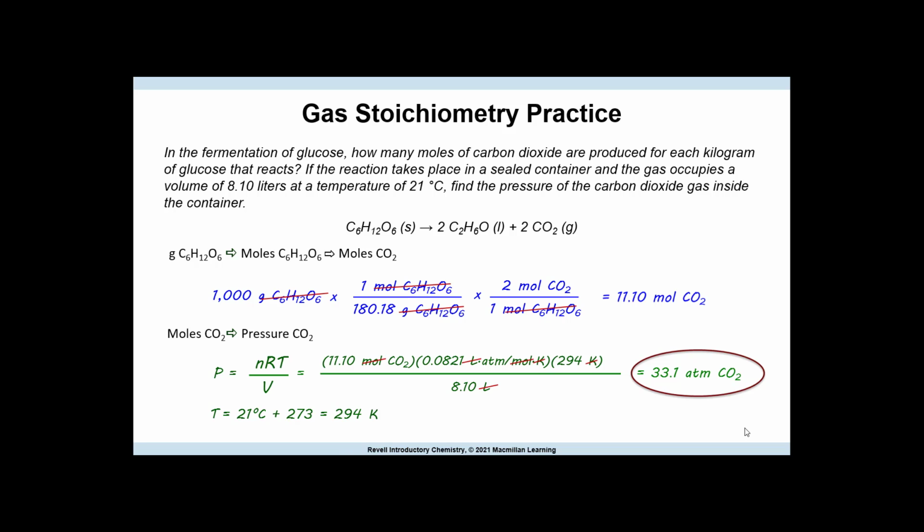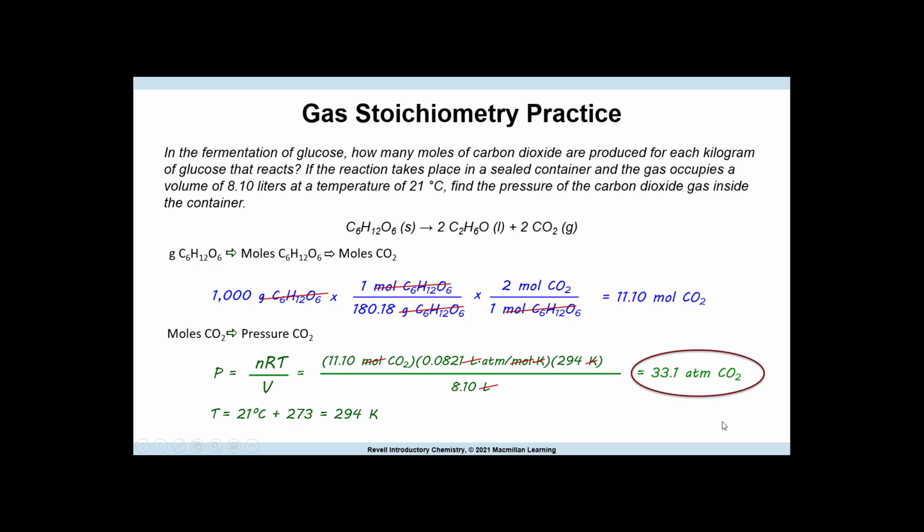Once we have found the moles of carbon dioxide, we can use the ideal gas equation to find the pressure. Be sure to convert the temperature to kelvins and then solve. Here we can see we have it isolated for pressure. We then plug everything in with the gas constant, the Kelvin temperature. Here you can see where we got the temperature. And the answer is 33.1 atm of carbon dioxide.